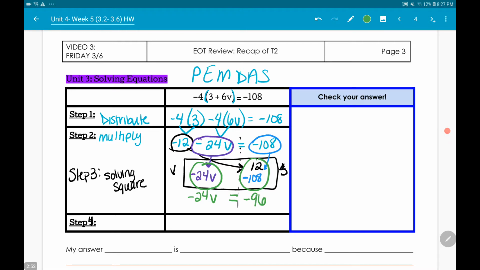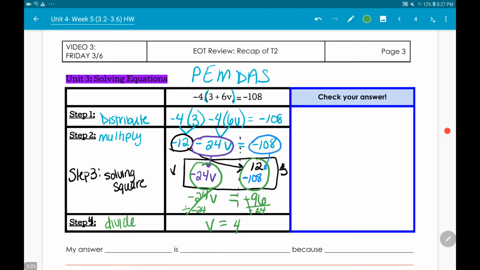Now step 4, I have to divide. Remember, our goal is to get v all by itself. So I need to divide by negative 24 on both sides. And this is going to leave me with v equals 4. Remember, negative and negative, that also cancels out. So let's go ahead and check to see if we're actually correct here.